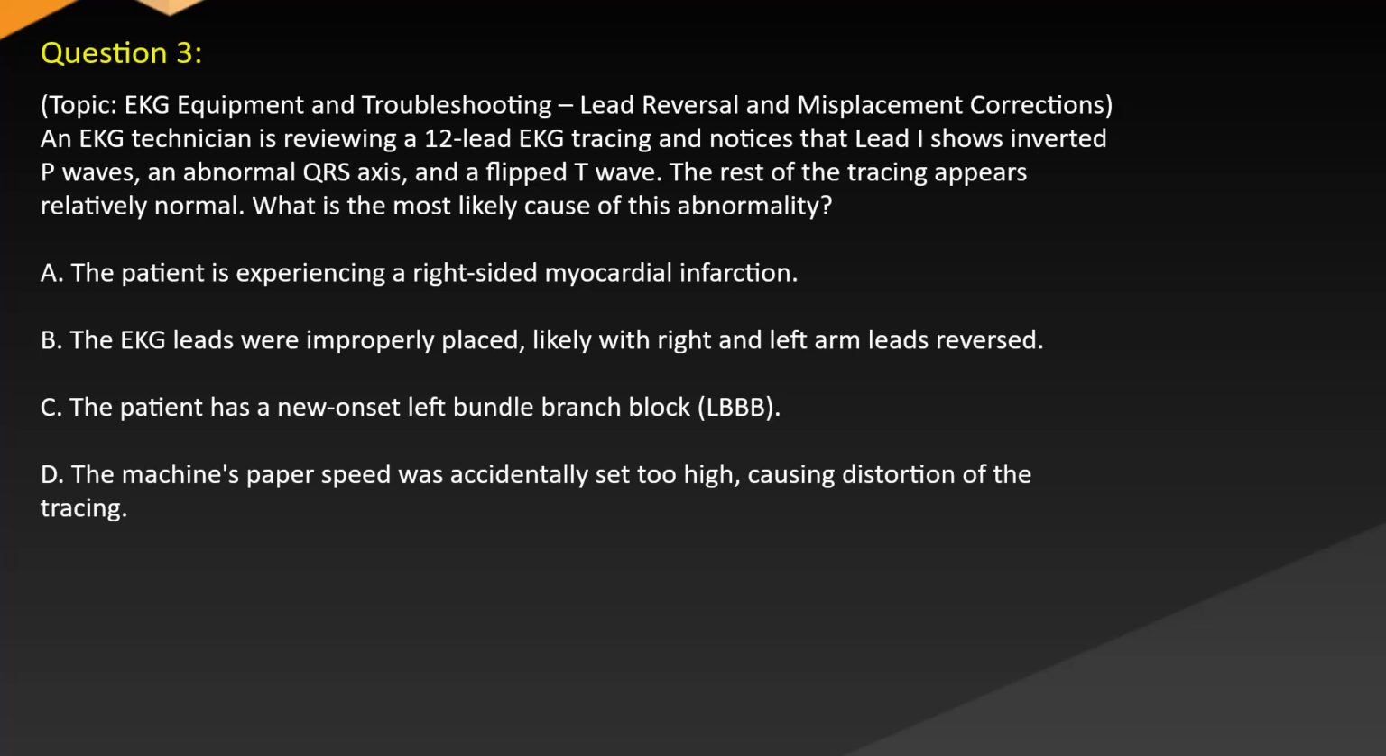An EKG technician is reviewing a 12-lead EKG tracing and notices that lead I shows inverted P waves and a normal or right axis and flipped T wave. The rest of the tracing appears relatively normal. What is the most likely cause of this abnormality?